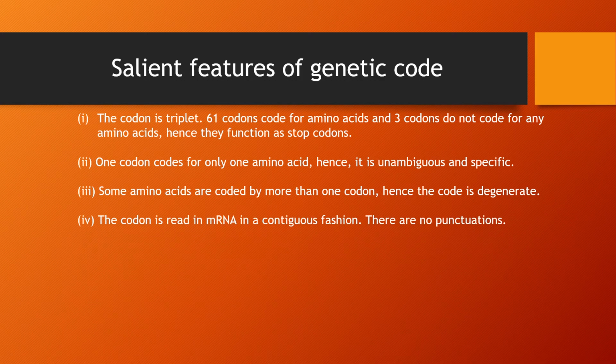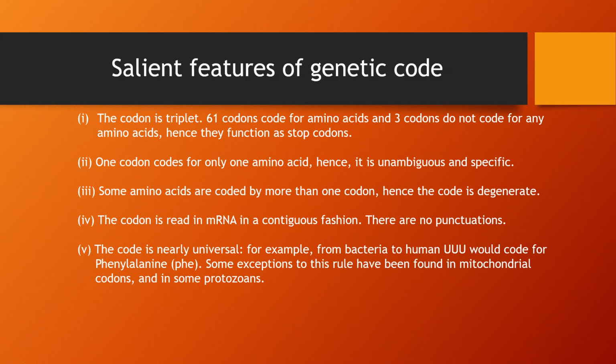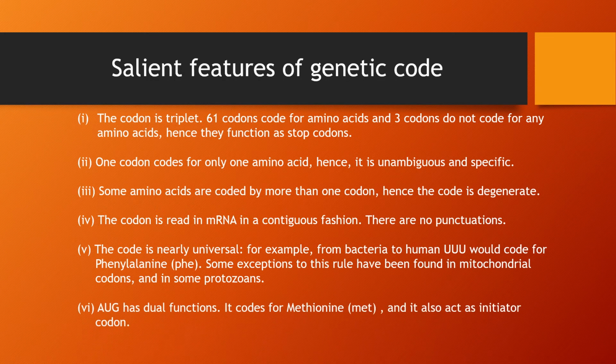The codon is read in mRNA in a contiguous manner, hence there are no punctuations. The code is nearly universal. For example, from bacteria to human, UUU codon would code for phenylalanine. Some exceptions to this rule have been found in mitochondrial codons and in some protozoans. AUG has dual functions. It codes for methionine and it also acts as initiator codon.